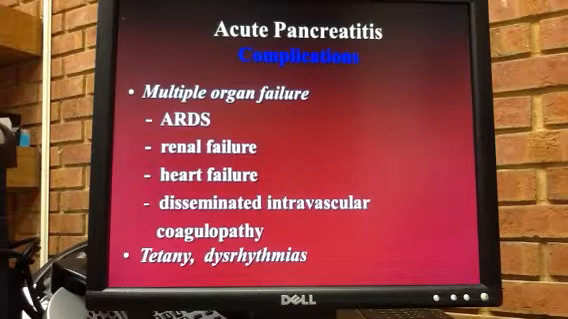Just for example, in ARDS uncomplicated, well, there is no such thing as uncomplicated ARDS, but 50% of people who develop ARDS will die just from ARDS. So then when you add another failing system and another failing system and another failing system, mortality can be quite high. Other problems that can happen is tetany because of the hypocalcemia.